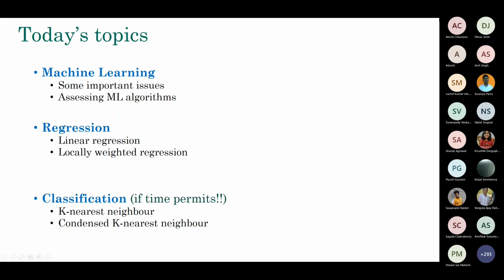Okay, so this is the plan for today. Some unfinished things from last lecture: I quickly ran through two aspects of assessing machine learning algorithms and some important issues when you are developing machine learning models. Then we will start off with regression and classification, basically supervised learning techniques. So standard regression, linear regression, locally weighted regression, and if time permits, we will get into some concept of classification.